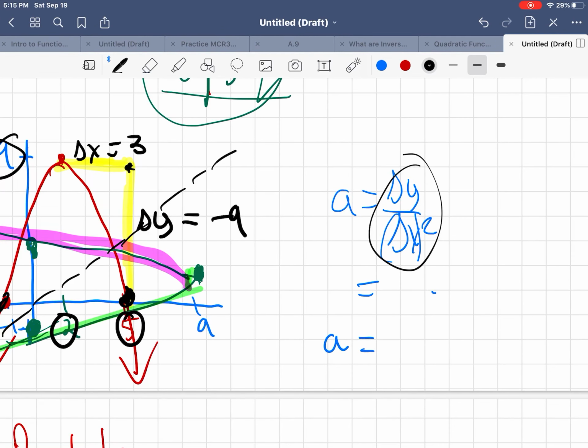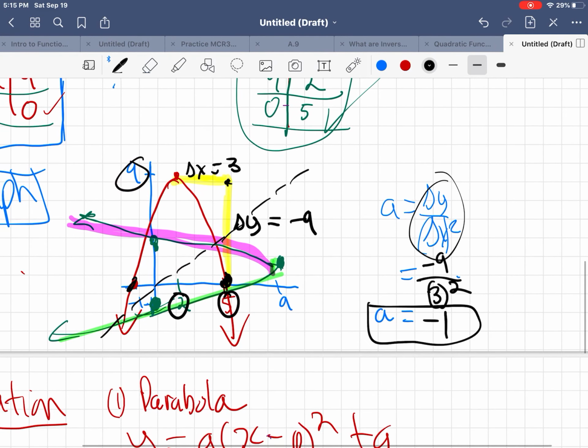Now we put it into our formula: negative 9 divided by 3 squared. What's that worth? 3 squared is 9, and negative 9 divided by 9 is negative 1. There's the a value, or the slope, of our parabola.